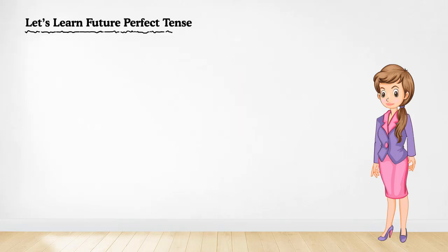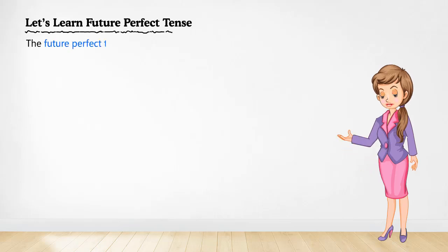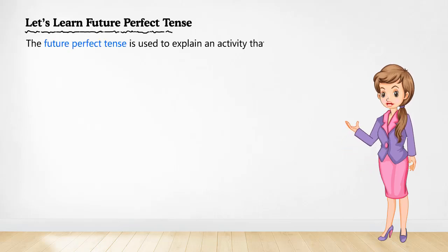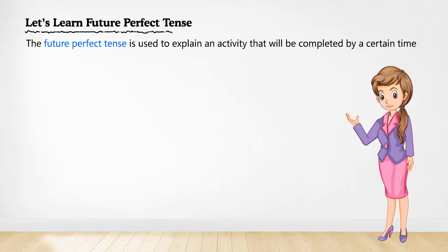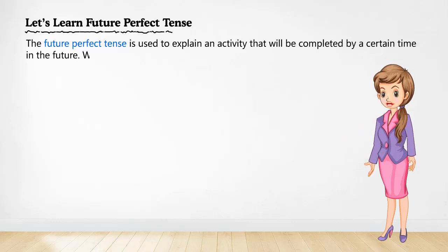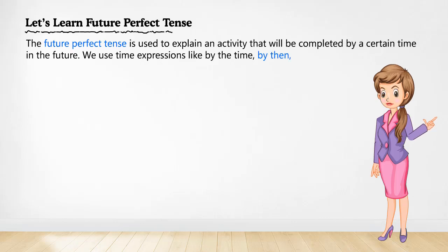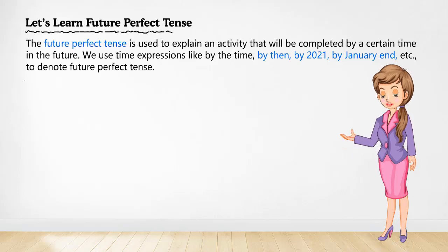Let's learn future perfect tense. The future perfect tense is used to explain an activity that will be completed by a certain time in the future. We use time expressions like by the time, by then, by 2021, by January end, etc. to denote future perfect tense.